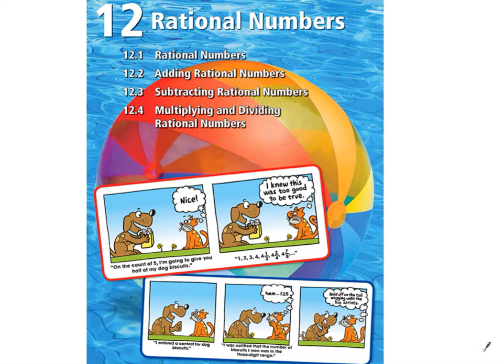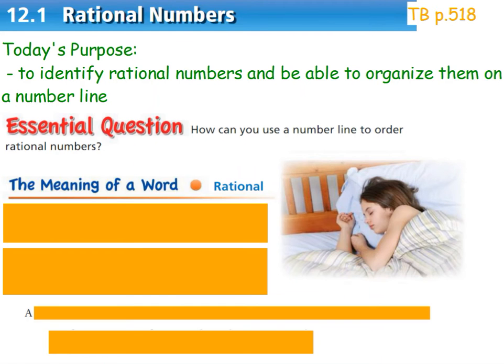Today we're going to begin Chapter 12 on rational numbers. We will be defining what a rational number is and then computing all operations with rational numbers. So today's lesson is on page 518, lesson 12.1. Our purpose today is to identify rational numbers and to be able to organize them on a number line.